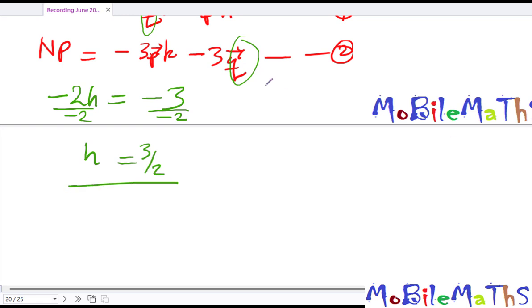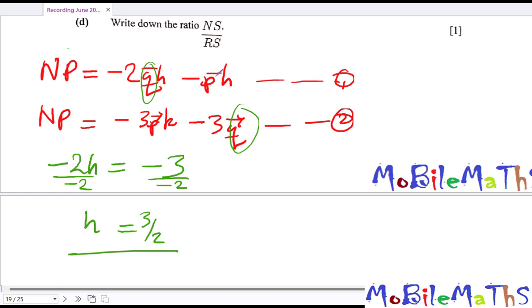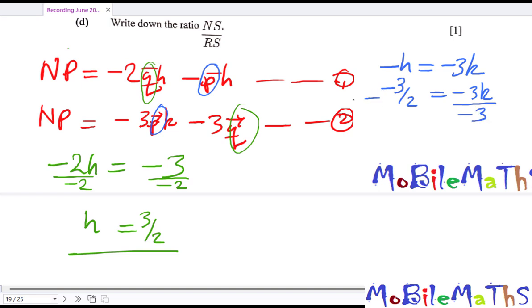Let's do the second one. I'll also come and get for P, where I have a P. So here I've got a minus H is now equal to minus 3K, like that. Then I know my H value is 3 over 2, so I can say minus 3 over 2 here is equal to minus 3K. So we divide all the sides by minus 3. Here they cancel off each other, and this 3 and this 3 cancel off each other. So our K is equal to a 1/2, like that. So that's our K value.